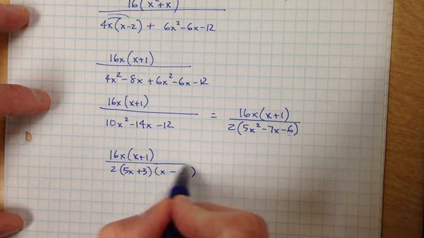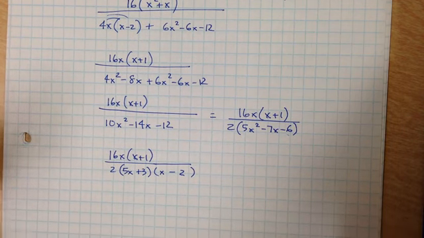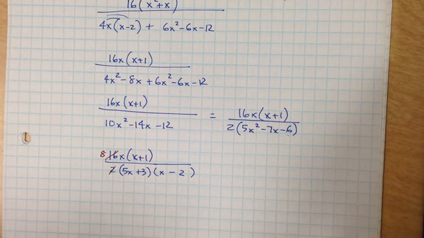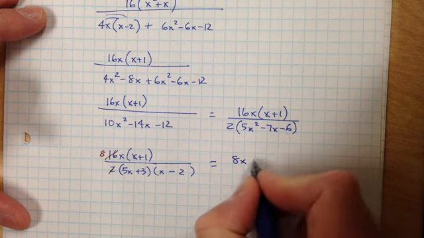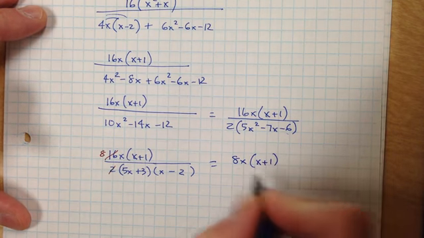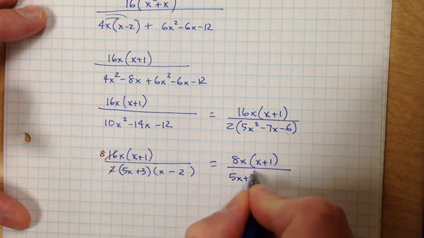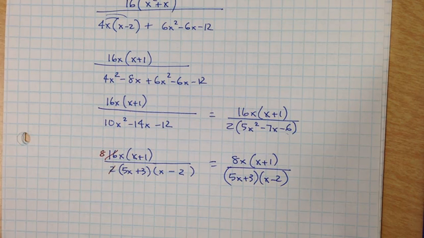That is our factoring. And looking at this, what can reduce here would be the 16 and the 2. So we are left with 8x, x plus 1, all over 5x plus 3, x minus 2. Not the only way you can do this problem. You could treat it the way that I showed you in the very beginning of this little lesson.